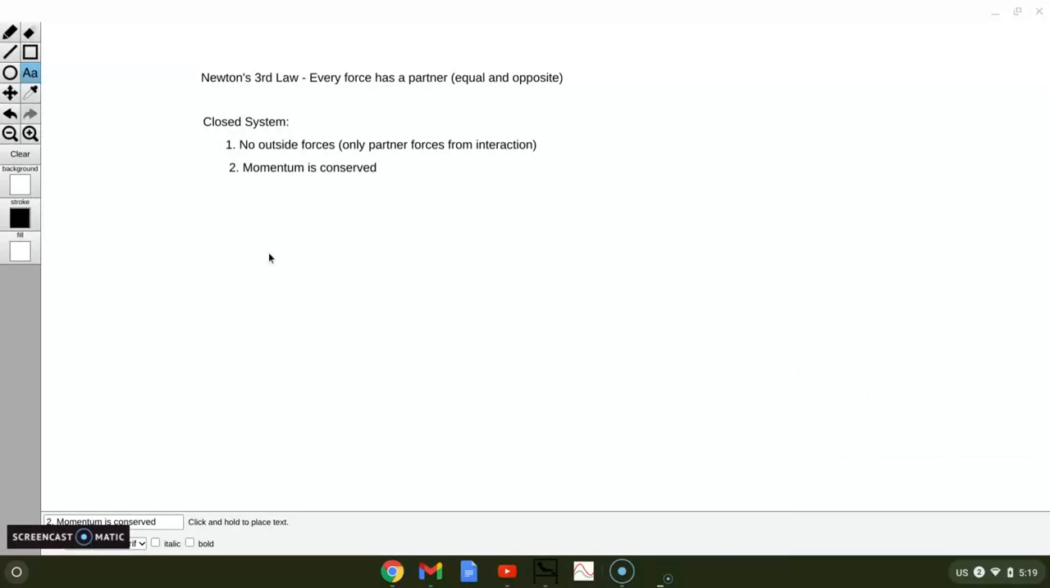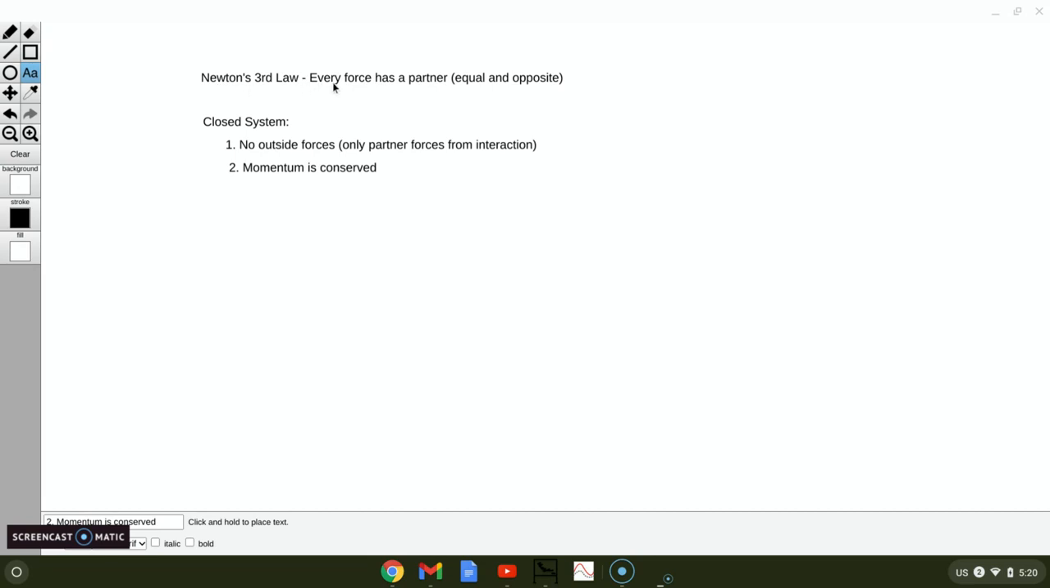All right, so here are objectives 6 and 7 on your objective sheet. We're going to be talking about a closed system here and what happens in a closed system. So the first thing we've got to talk about is Newton's third law.